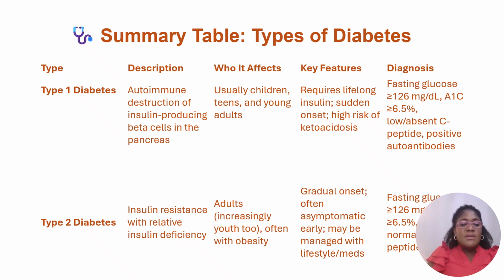And the next type is type 2. This is more common in adults, even though it's increasingly more common in children also. And it's often associated with a sedentary lifestyle or obesity. It tends to have a more gradual onset, and most patients tend to be asymptomatic in the very beginning. And this is caused by insulin resistance. So these patients have insulin, but the body is not able to use that insulin effectively. And the diagnosis is also made with an A1C test, and that A1C needs to be 6.5% or higher.